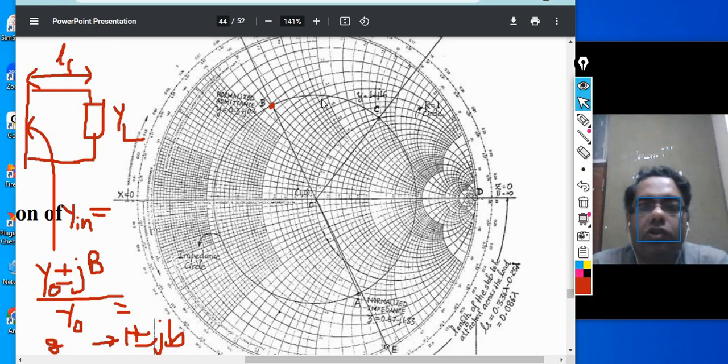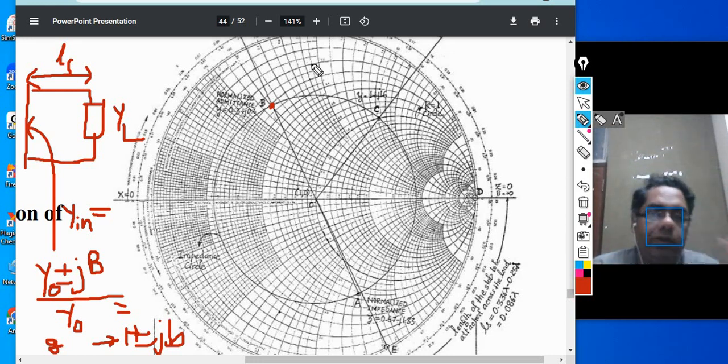Okay, so we saw in previous class that we were able to locate this admittance point as 0.3 plus j 0.6, and now we will consider this chart as an admittance chart and not an impedance chart, in which constant r circle will be denoted as constant g circle and constant x circles will be denoted as constant susceptance circles.